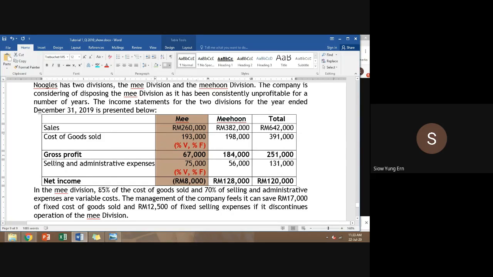In Mi division, 85% of cost of goods sold and 70% of selling and admin is variable cost. So 85% of cost of goods sold is variable, and the remaining one will be fixed, which is 15%. 70% of selling and admin is variable, and 30% is fixed.